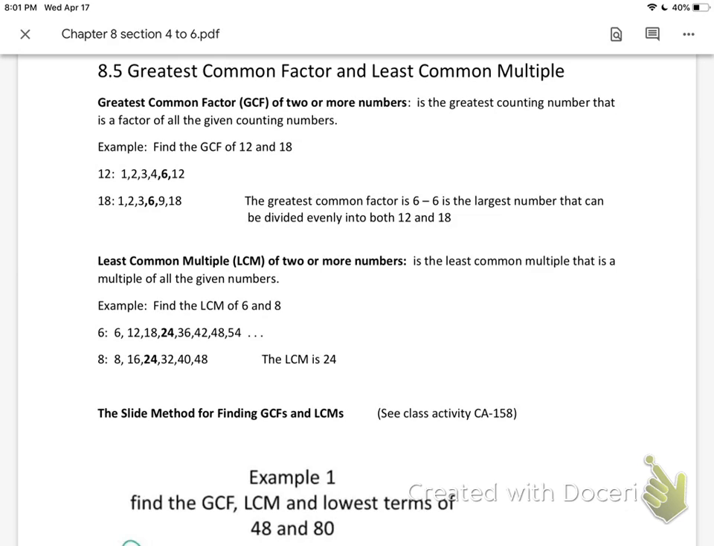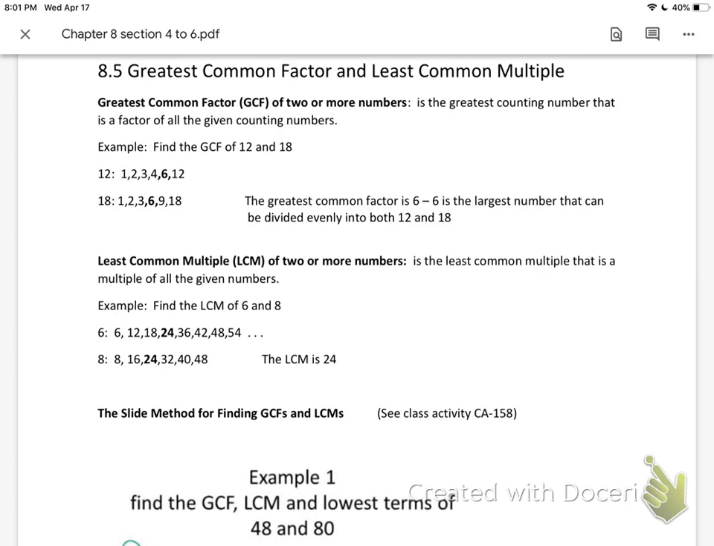Okay, on this page, we are talking about 8.5. And 8.5's title is Greatest Common Factor and Least Common Multiple. Two very important items. So under Greatest Common Factor, which can be abbreviated as GCF, you talk about two or more numbers. It is the greatest counting number that is a factor of all the given counting numbers. Is that determinable? Yes, it is.